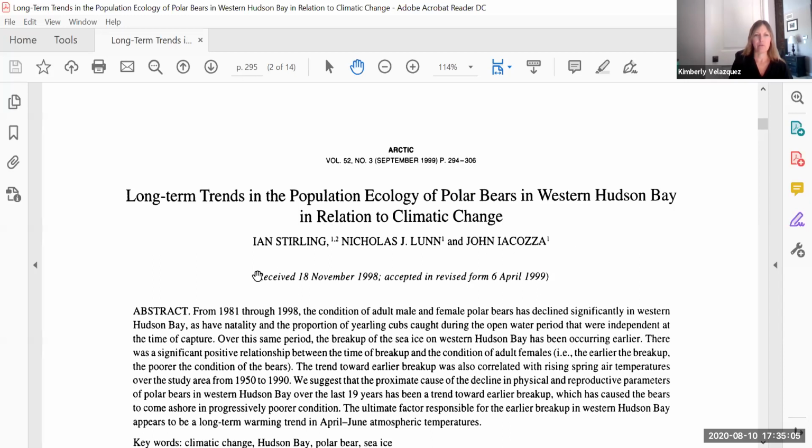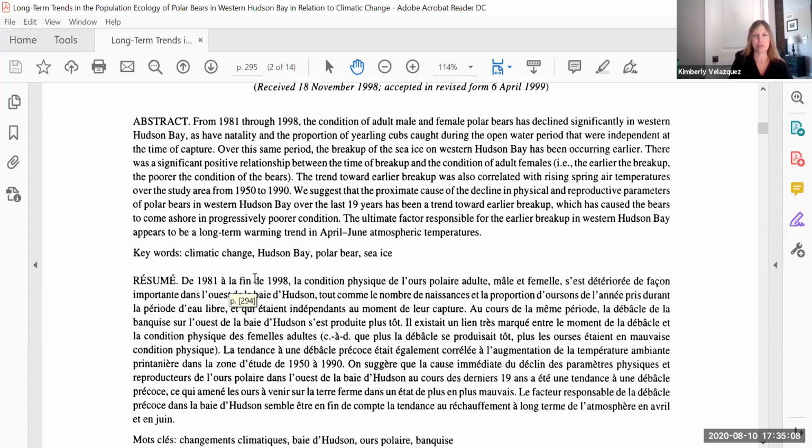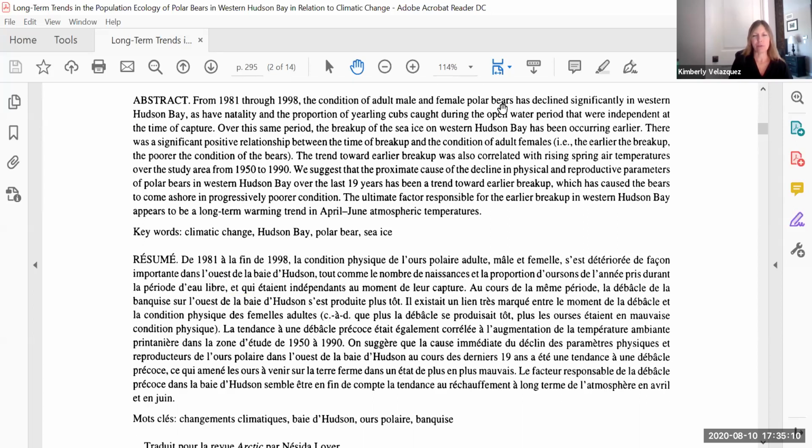The first section is always the abstract. And in the abstract, within one paragraph, this is telling you the basics of the study, what they did, what they found out, what it means, all in one paragraph.